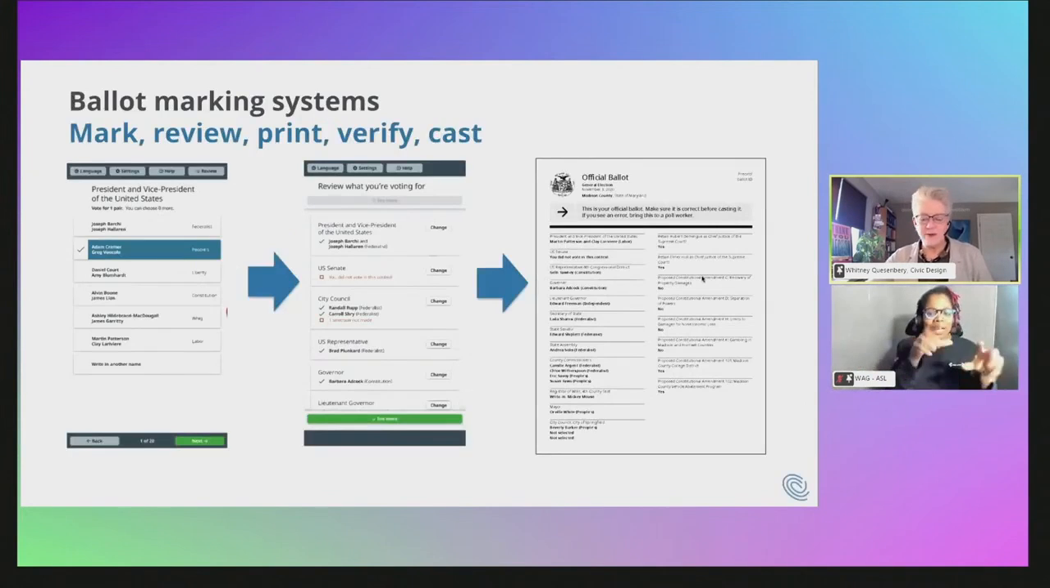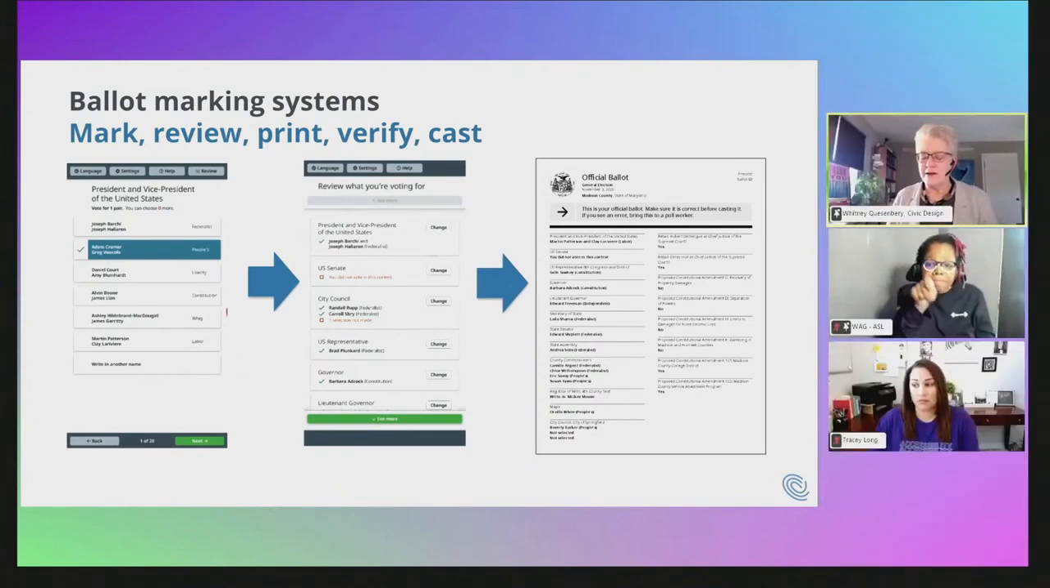So here's what a system looks like. First, you'll come in and you will mark your ballot using a touchscreen or the tactile equivalent of a touchscreen, going contest by contest. The voting systems can prevent what are called overvotes.